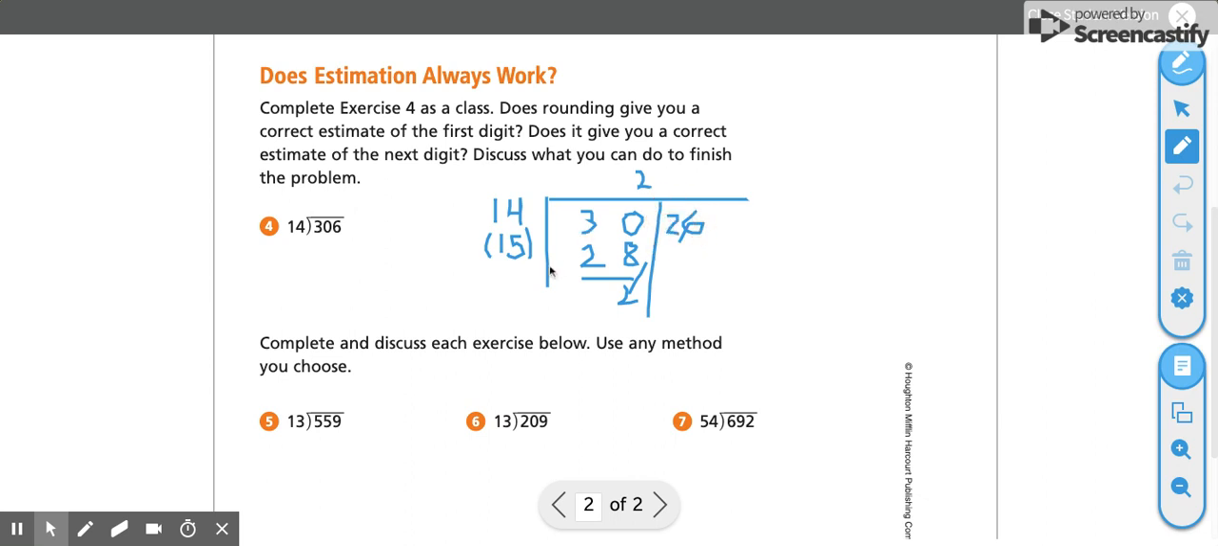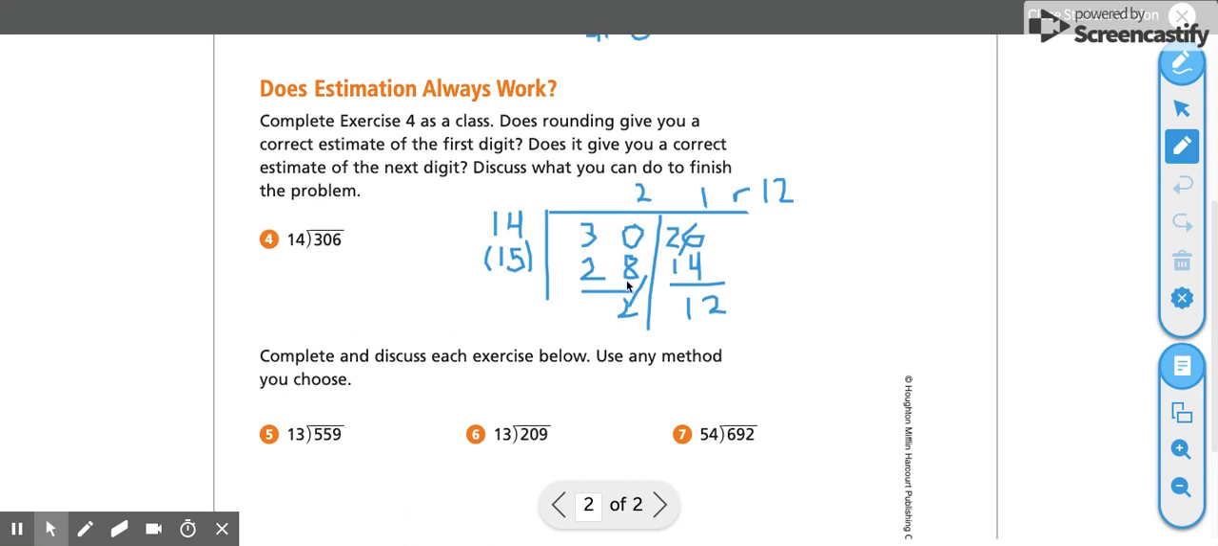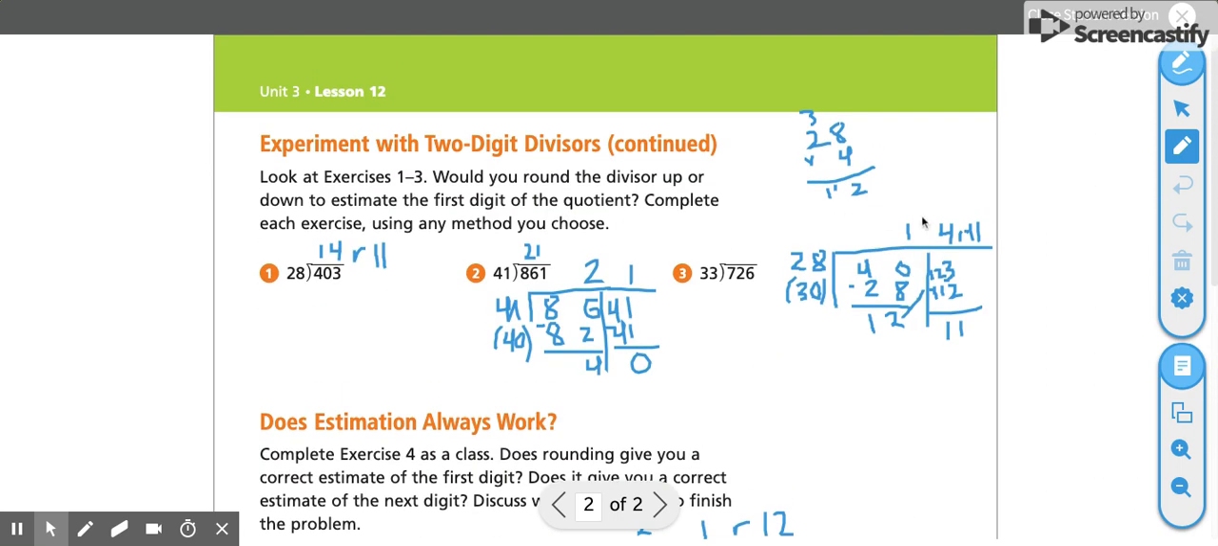I'm going to slide my 6 right on over here. I'm going to take my 15 into 26. Well, 15 only goes into 26 one time. Then I'll do 1 times 14 is 14. Go ahead and subtract. 6 minus 4 is 2. And 2 minus 1 is 1. So I ended with a 21 remainder of 12, which is also the correct answer. So estimating is a technique I can use to do some of these bigger division problems as we work through them. That concludes our lesson for today.